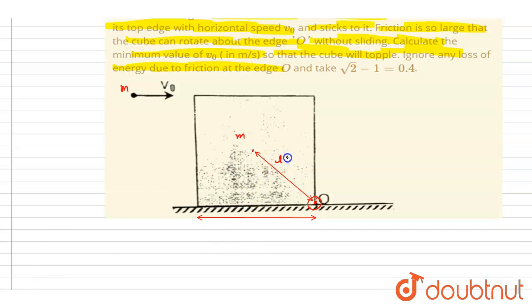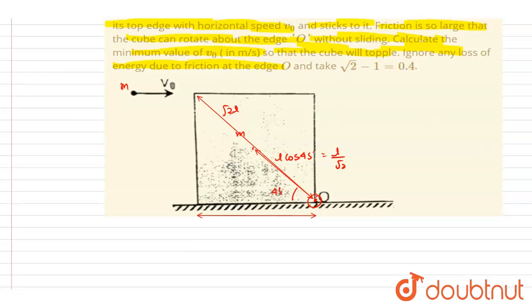I will write it down. This is 45, right? Half. And this length will be 2L cos 45. So this is L by root 2 and this is L root 2. Right? So you can get the moment of inertia of the system.